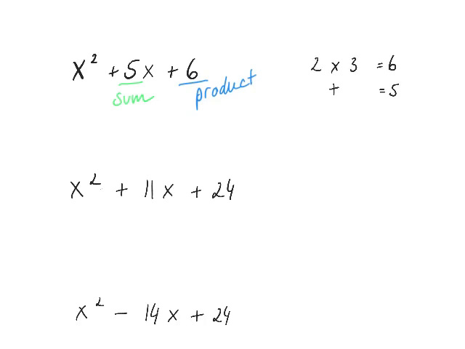2 times 3 is 6. 2 plus 3 is 5. So this is our two numbers now, 2 and 3, which means we can form the brackets from them. (x + 2)(x + 3).